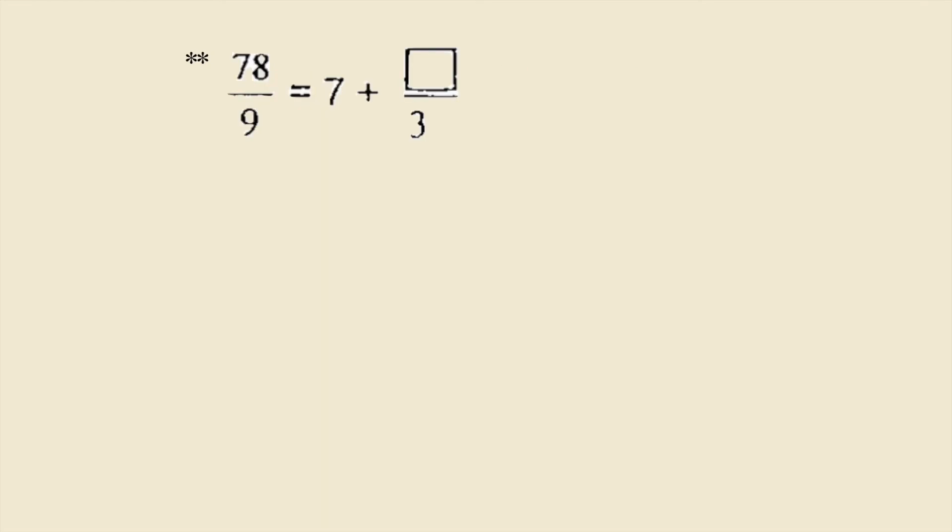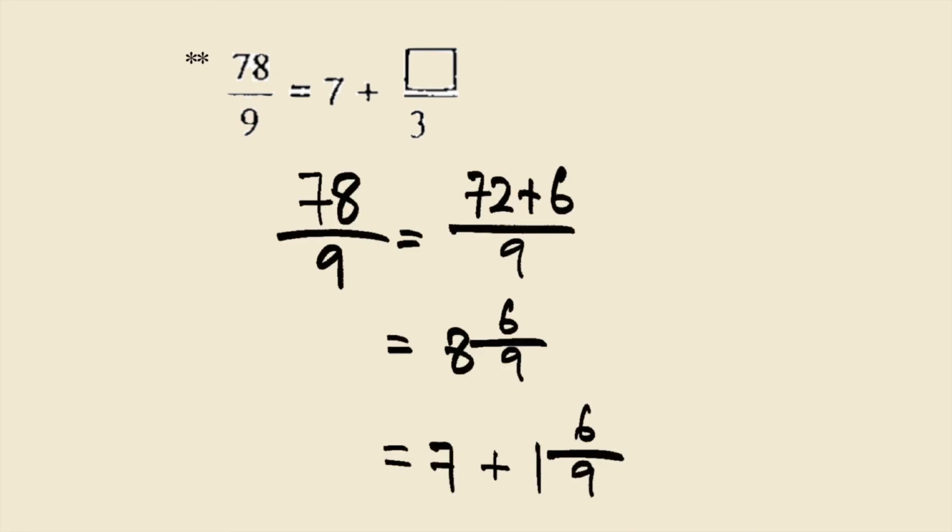78 over 9. Well, they're looking for, this is an improper, so let's turn this into a mixed number first. Okay, so we turn this into 8 and 6 over 9.